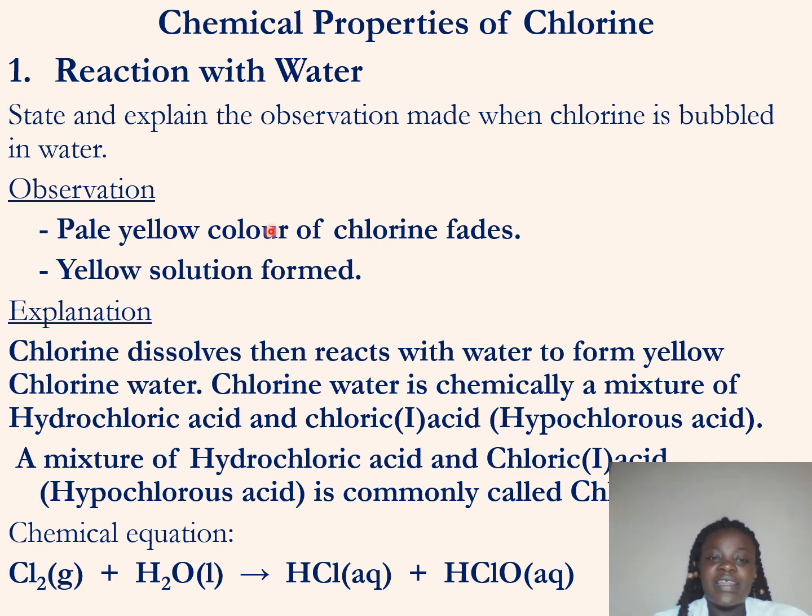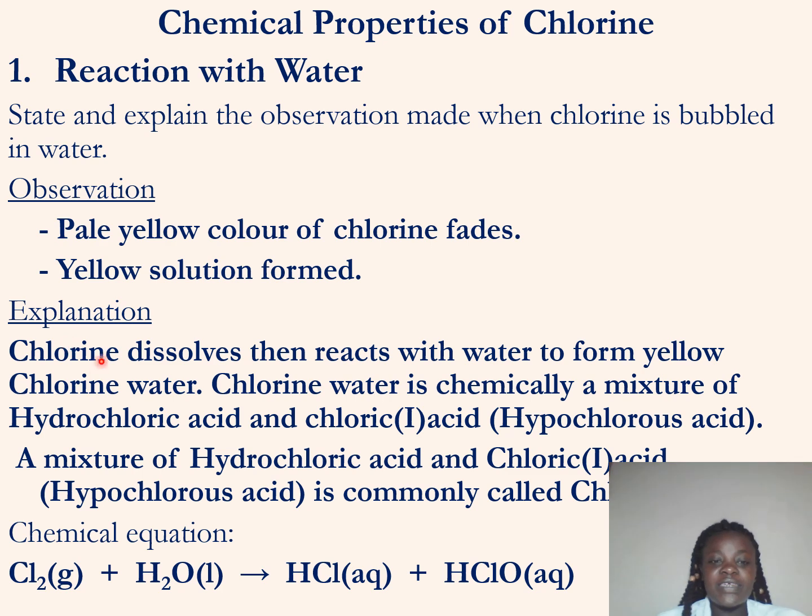One observation is that the pale yellow color of chlorine fades. So we said that chlorine gas is pale yellow. So when it is bubbled in water, the pale yellow color fades or seems to disappear. The second observation, remember observation is what you can see from an experiment, okay? So the second thing we see is that a yellow solution is being formed. So there are two observations. One, the pale yellow color of the chlorine disappears, then a yellow solution is formed.